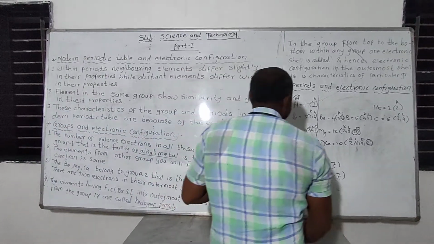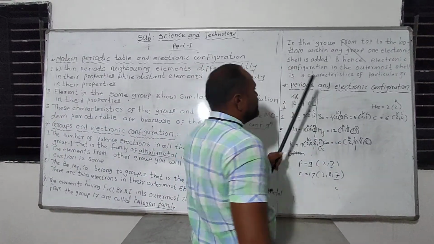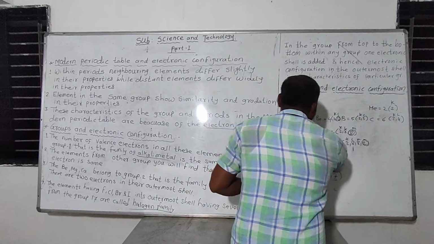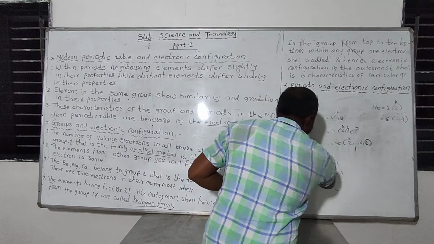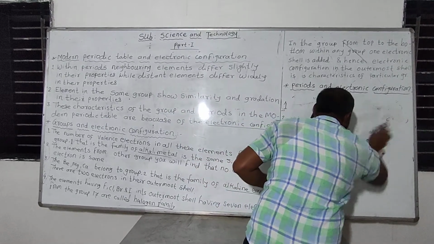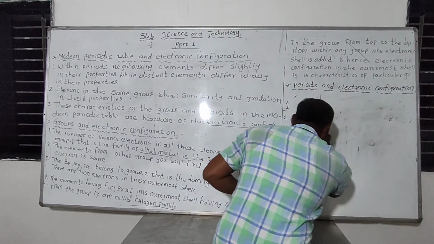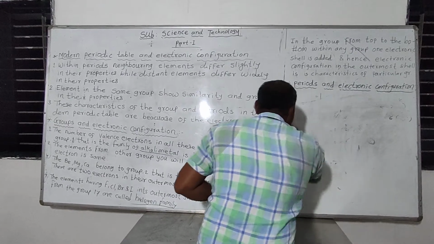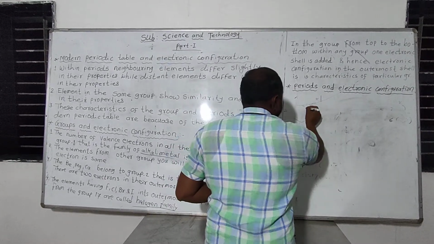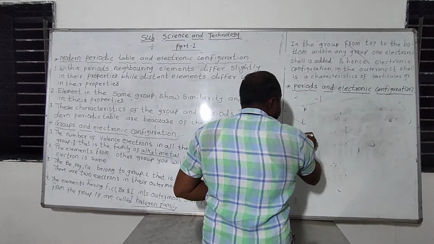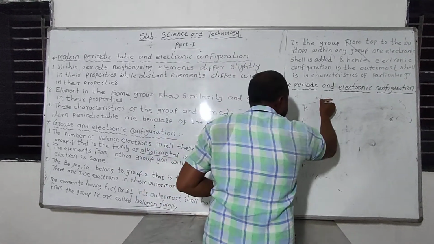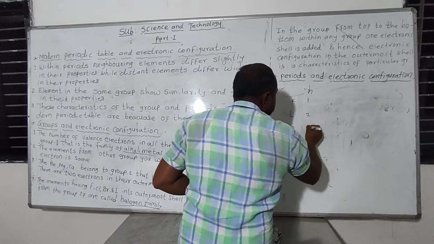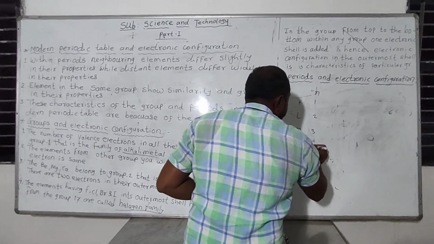Now another topic is periods and their electronic configuration. In 9th standard we discussed the different types of cells and their capacity, and we studied it again in 10th standard. So how many cells are present in an atom? 4 cells are present. n is the number of the cell: K has 1, L has 2, M has 3, N has 4.